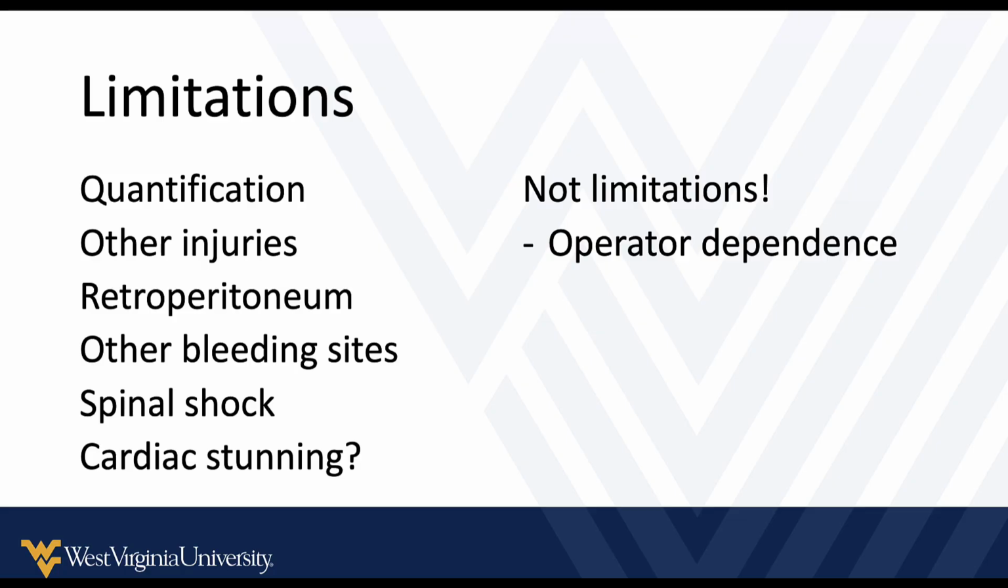Other bleeding sites, maybe the patient's bleeding in their thigh from a femur fracture. The standard FAST exam is not going to identify that. Patients who are in other forms of shock, like spinal shock, we're not going to recognize that with ultrasound, although having a negative ultrasound may lead us into thinking that's more likely. The FAST exam is not meant to identify things like cardiac stunning that may lead to cardiogenic shock. However, if you're a student of point-of-care ultrasound, you can get some additional images of the heart and maybe help you lead to that diagnosis.